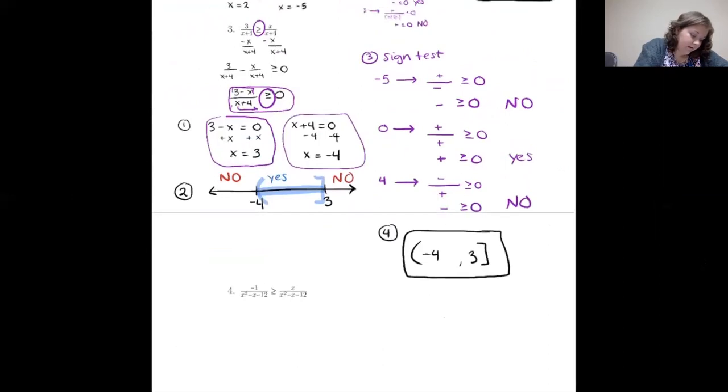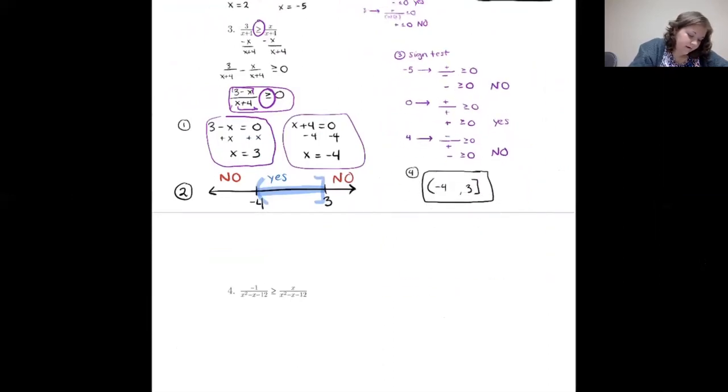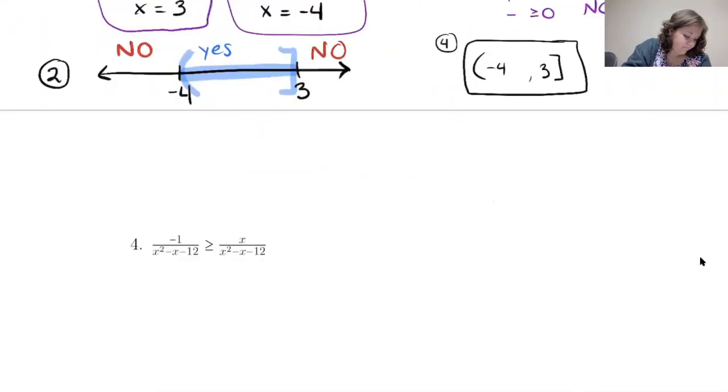And now I think this next one is the last example on this section. Yes, it is. So example 4 is the last one. Okay. So we want it all on one side, 0 on the other. So let's move this over. So we're going to subtract x over x squared minus x minus 12 on both sides.